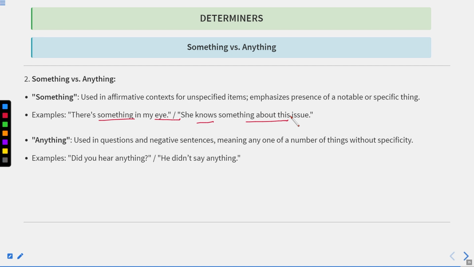Now, anything is used in questions and negative sentences, meaning any one of a number of things without specificity. Did you hear anything? It means we are just asking if somebody has heard something, no matter whether it is going on or not, but if you feel that something from the far distance is coming to your ears, you can use this question.